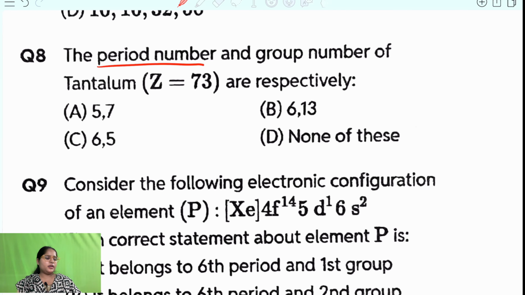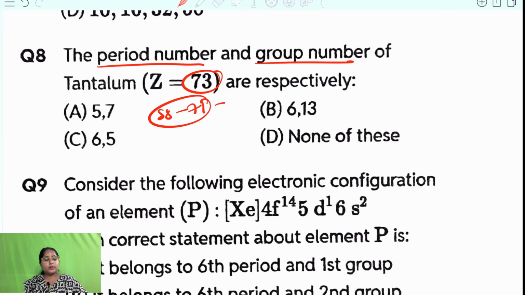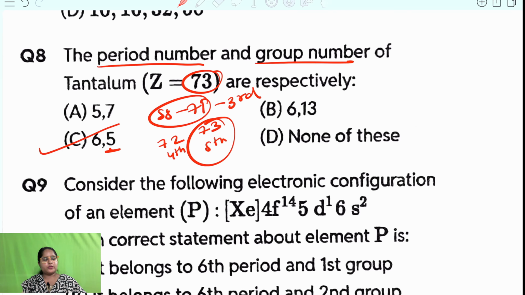They are asking you the period number and group number of 73. So how will we solve? We know our helium, neon, argon, krypton, xenon. We can solve, but we know one more thing. This is how you should proceed in your exam: we should look for the easiest way, and it will come with practice. We know that 58 to 71 belongs to the third group. After 71 only 72 and 73 will come, so it becomes easy. After 71, 72 is the fourth group and 73 is the fifth group. So 73 will come in the fifth group, and it is coming after lanthanide, that is sixth period.